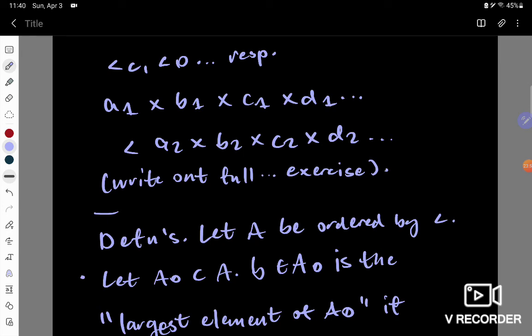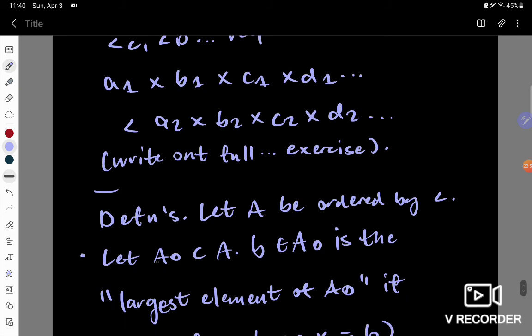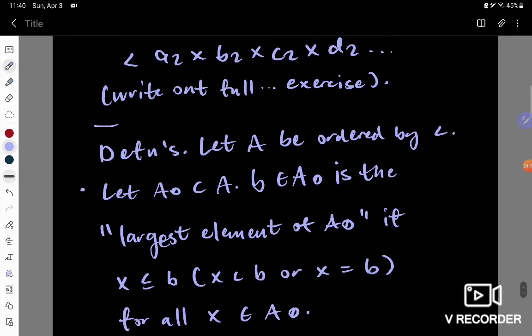Let A be an ordered set that is ordered by this less than relation, and let A naught be a subset of A. Then we say that this element b in A naught is the largest element of A naught if x is less than or equal to b, that is, x is less than b with respect to the less than relation, or x is equal to b, for all x in A naught.